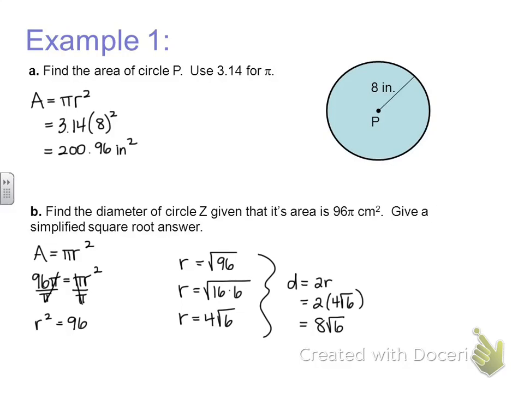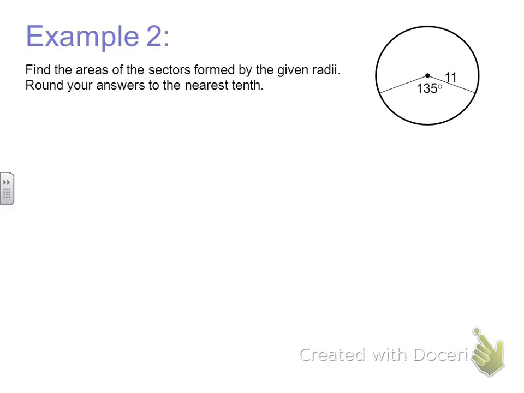All right. Let's take a look at example 2. For this example, I am now ready to find the area of sectors. Now notice that I asked for the area of sectors, plural. So I'm going to have to give, in the end, both the area of this piece and then separately the area of this piece. Okay? And I'm rounding my answers to the nearest tenth. Does that mean I'm using 3.14 if I'm rounding answers to the nearest tenth?